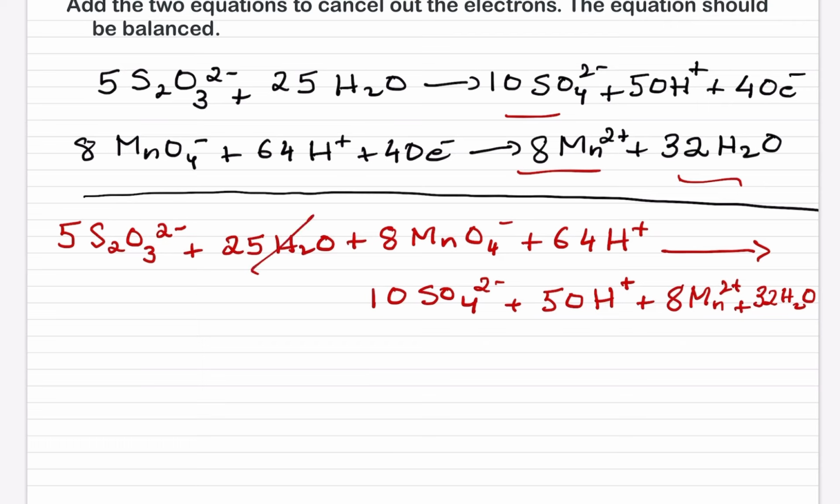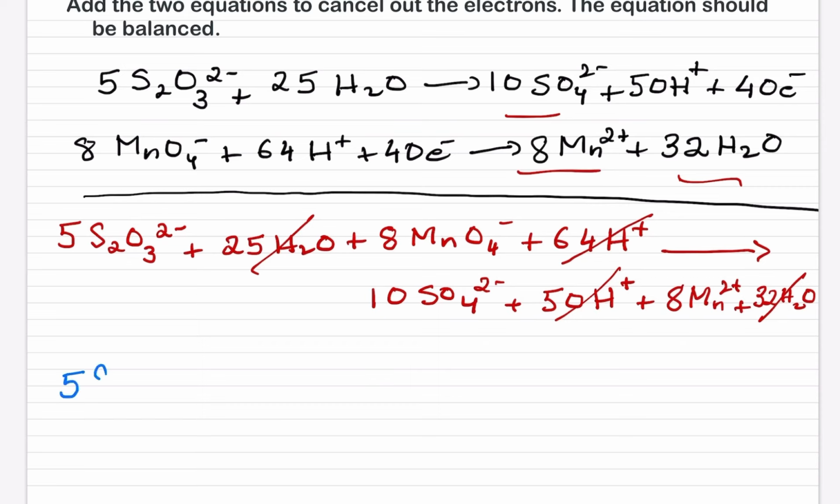25 H2O and here we have 32. So we are left with 7 H2O. Then we have 64 H+ and then 50 H+. So we are left with 14 H+. Now let's write down the real final equation. You can use a blue color over here.